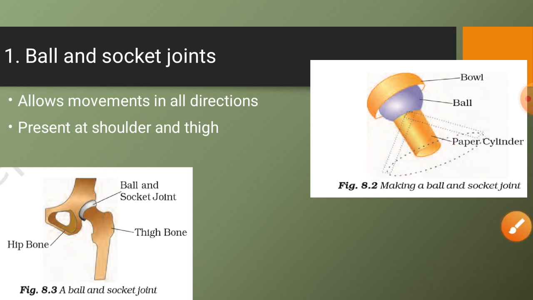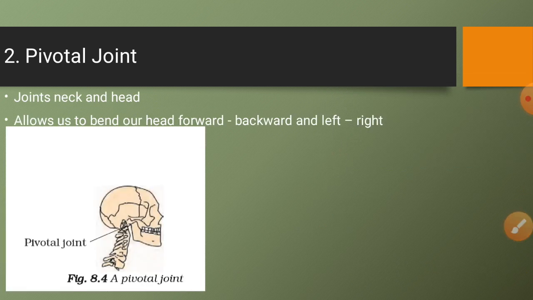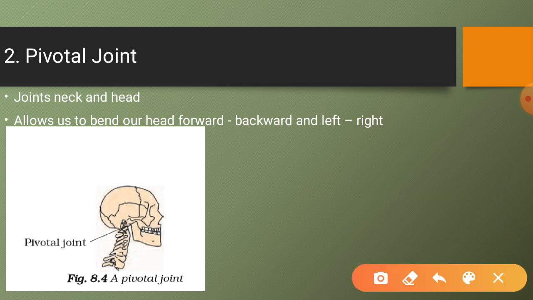Now it's time to learn the next joint. It's the pivotal joint. Students, the joint where our neck joins the head is the pivotal joint. Here in the picture you can see it. It allows us to bend our head forward, backward, and turn the head to our right or left. You can try these movements. So the joint which allows you to move your head left, right, up and down is the pivotal joint.